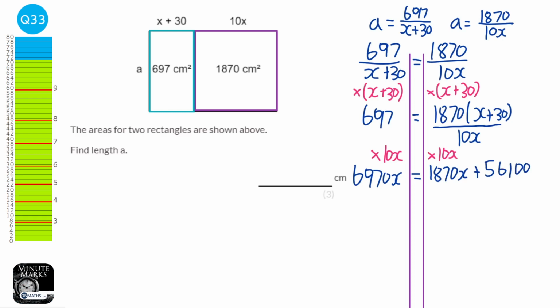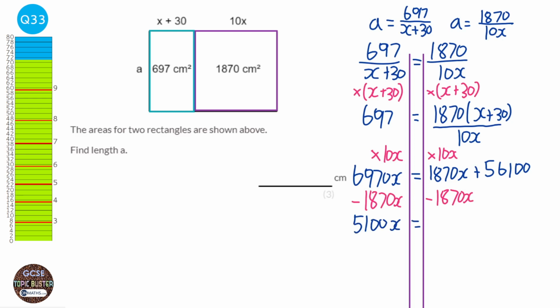Yep. Okay, so now we've got x's on both sides. So we look and see which one is the smaller amount of x, which is the 1870, and we're going to take that away from both sides. So take away 1870x from both sides, and that will leave 5100x on the left hand side, and then obviously we've got the 56,100 on the right hand side, and we want to get rid of the 5,100, so we're just going to divide both sides by 5,100.